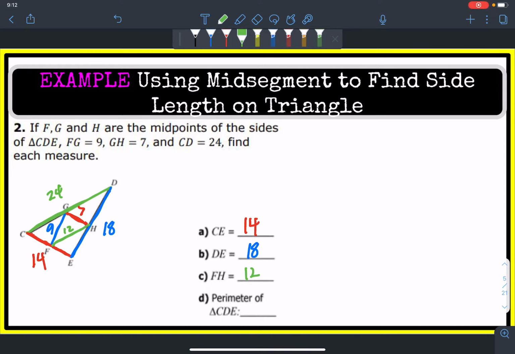And now we have the perimeter. To identify the perimeter of this triangle, we're simply going to add up the three sides. We're going to add up 24 with 14 and 18, because again, we want the perimeter of CDE. So using points C, D, and E, again, that's this triangle here. What's the total distance to go around that? We would add again these three numbers.